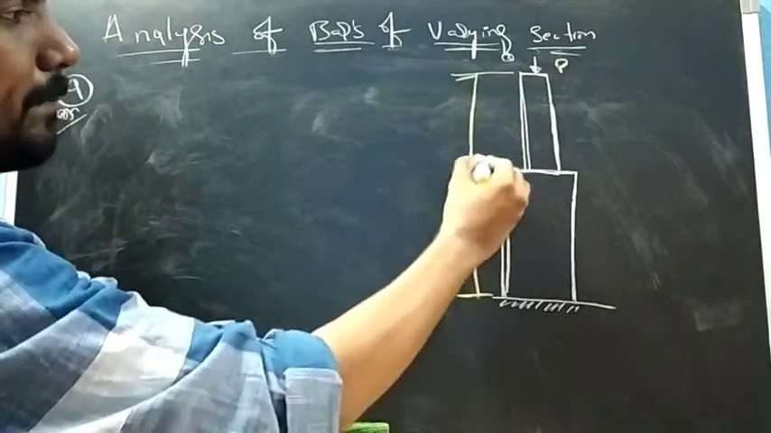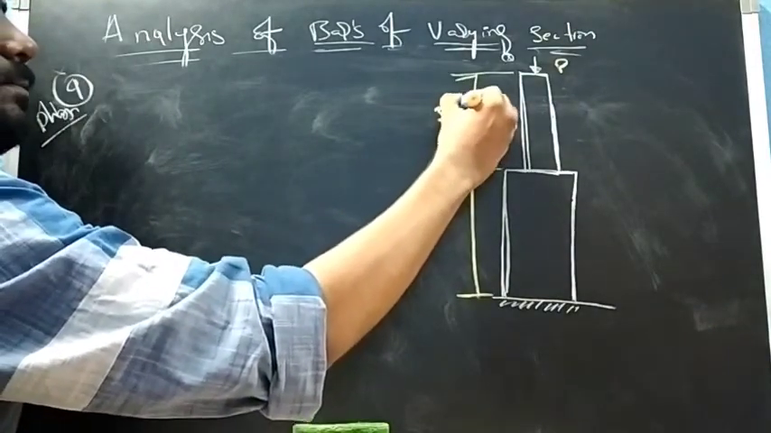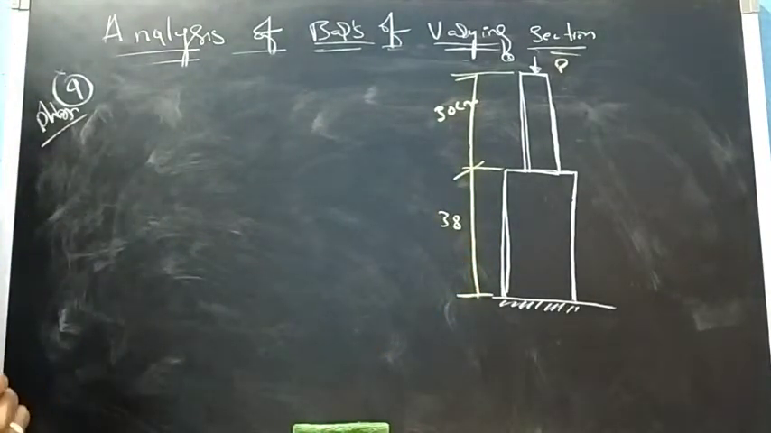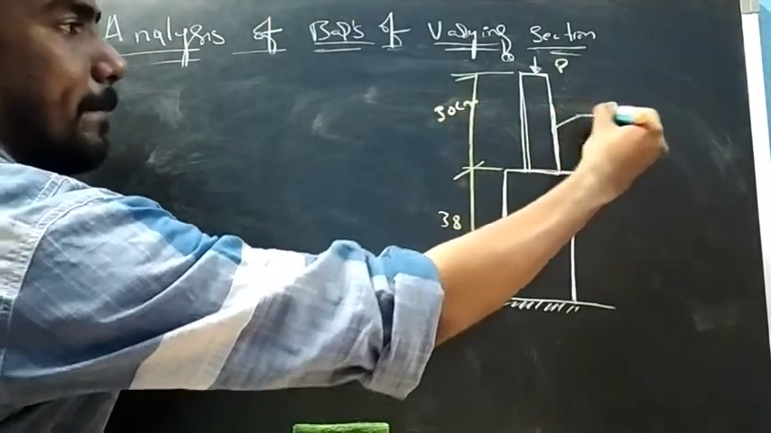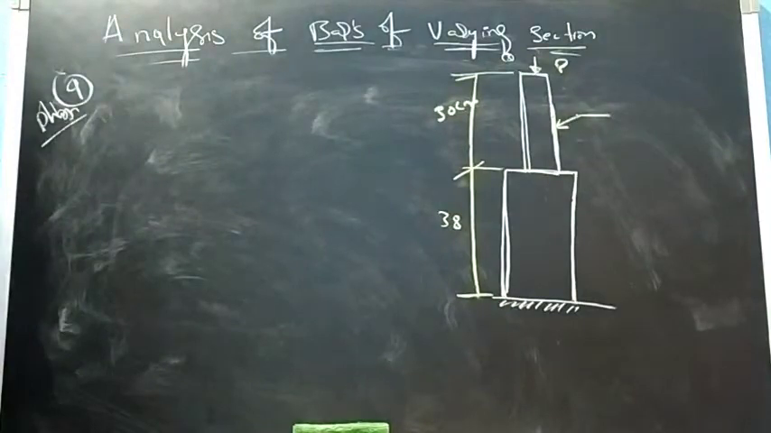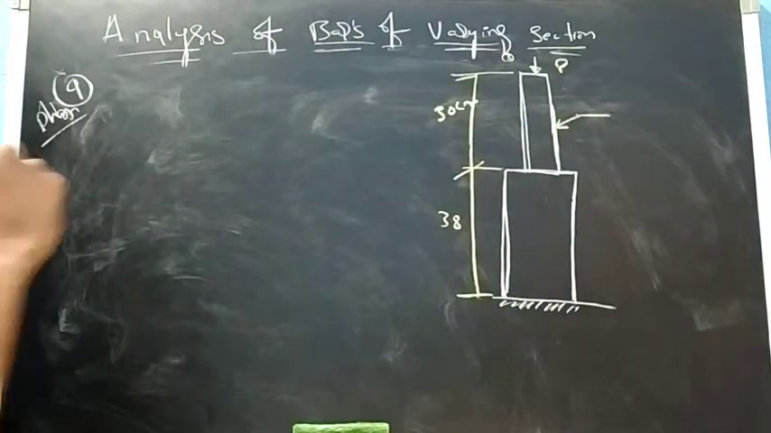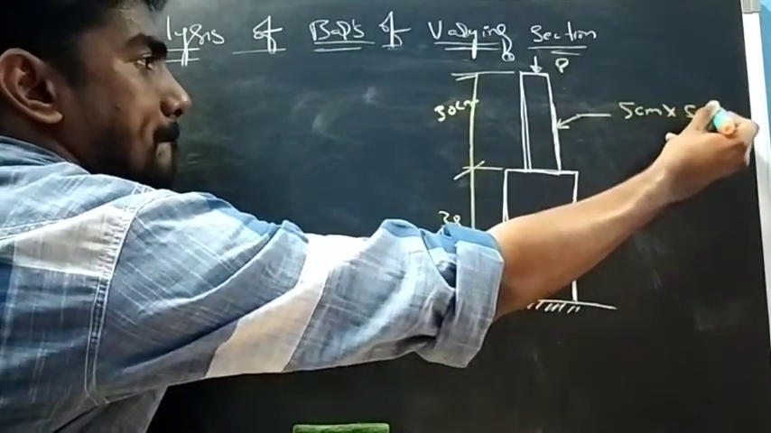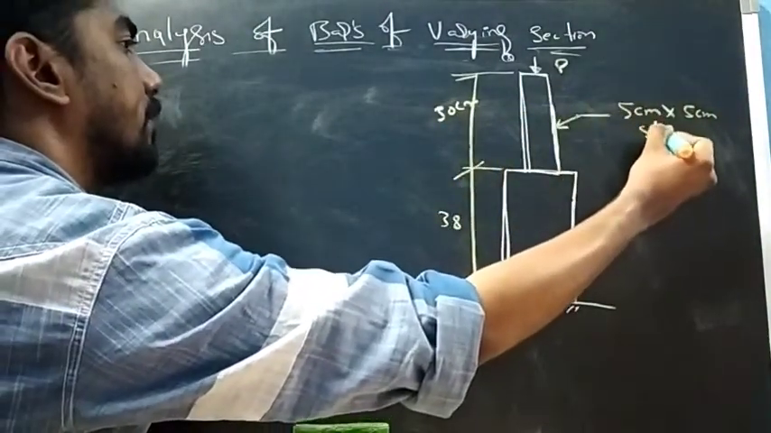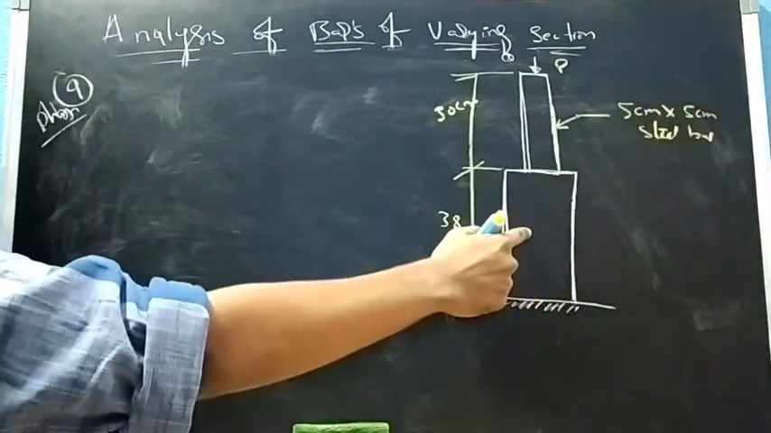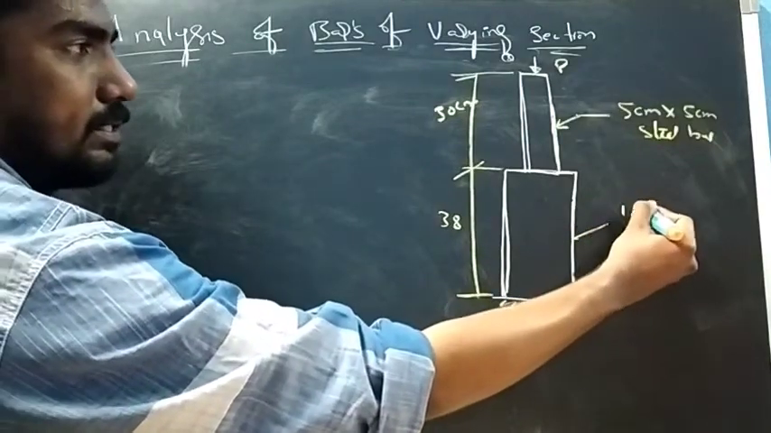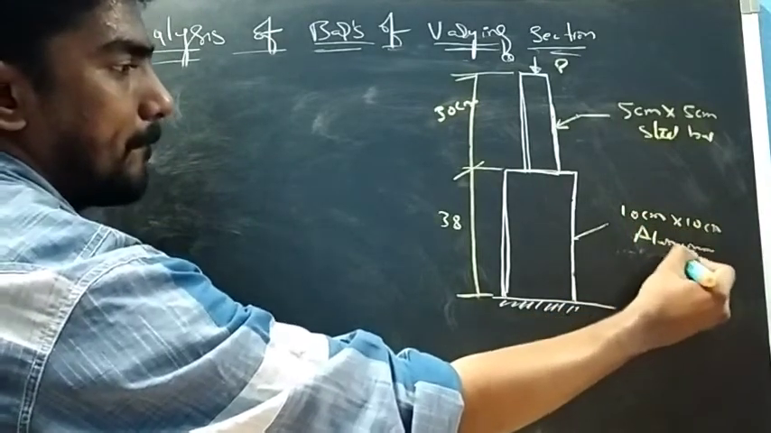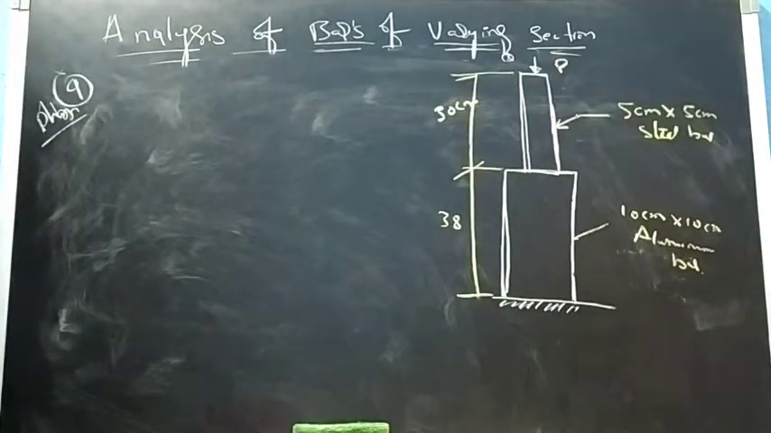The length is given, that is 30 centimeters and 28 centimeters. The dimensions are 5 centimeters into 5 centimeters. This is the steel bar, and this is aluminum, that is 10 centimeters into 10 centimeters. Aluminum bar, right? So now we'll see the given data.